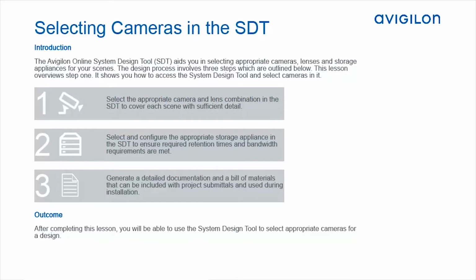The Avigilon System Design tool aids you in selecting appropriate cameras, lenses, and storage appliances for your scenes. The design process involves 3 steps which are outlined below. This lesson overviews Step 1. It shows you how to access the System Design tool and select cameras in it. After completing this lesson, you'll be able to use the System Design tool to select appropriate cameras for a design.